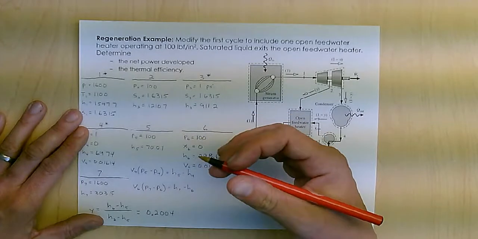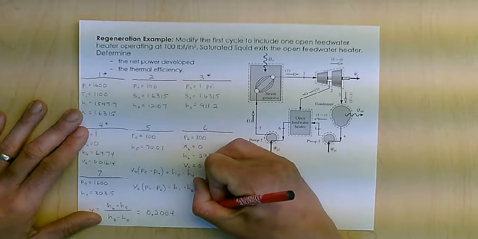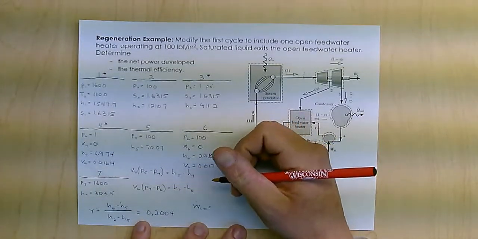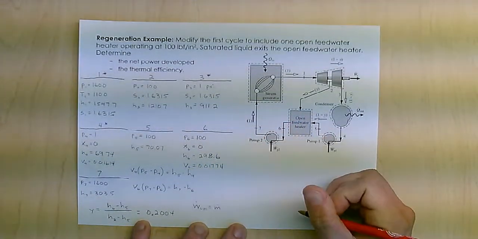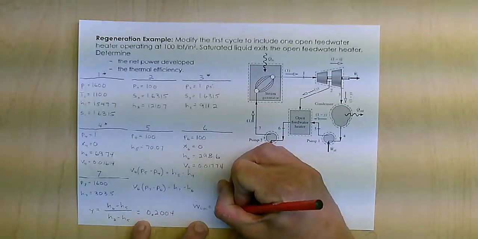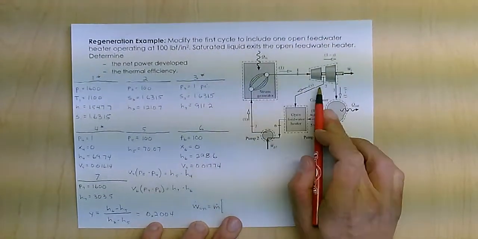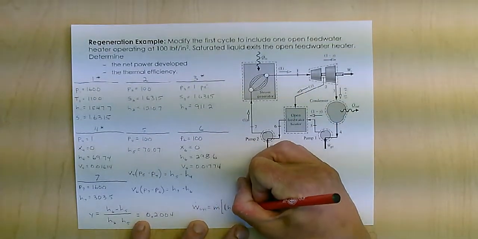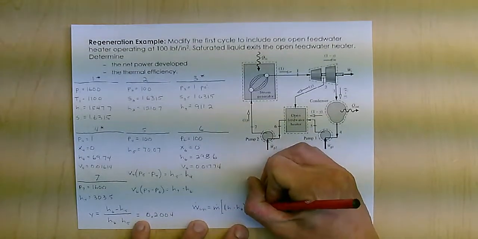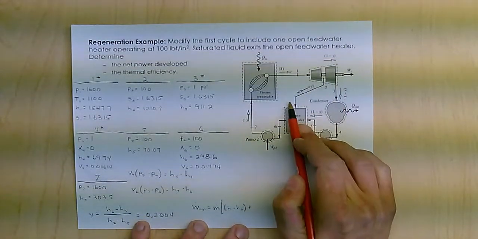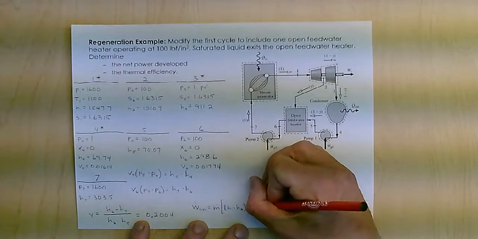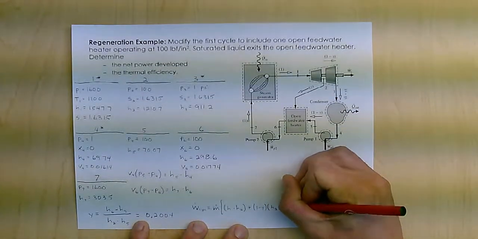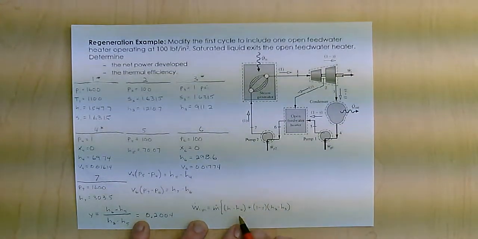So when I find the work of the cycle, like I'm looking for here, I'm going to take my mass flow and multiply that times 100% of the mass flow going from H1 to H2. That's the work of the first turbine, plus 80%, because again 20% gets pulled off here, 80% goes through the rest. So that's going to be (1 minus y) times (H2 minus H3). So that's the work of each of the turbines.